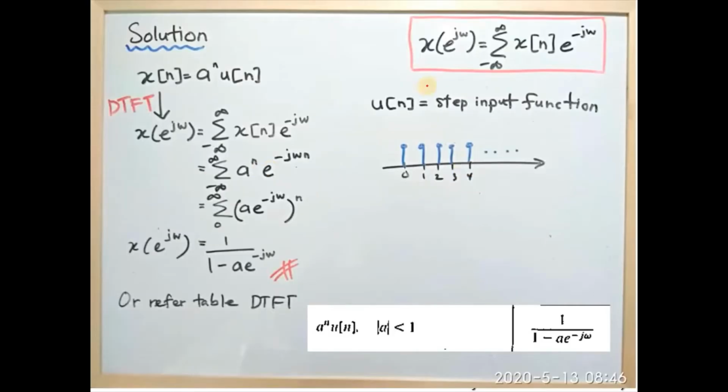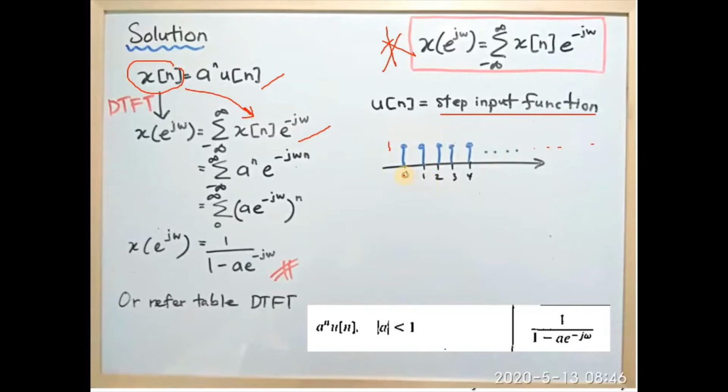Let's look at the solution. We have the general equation here that I gave to you, so substitute x[n] into this first equation. x[n] is equivalent to a^n u[n], but you know that u[n] is a step input function, which from 0 has a value of 1 until infinity.